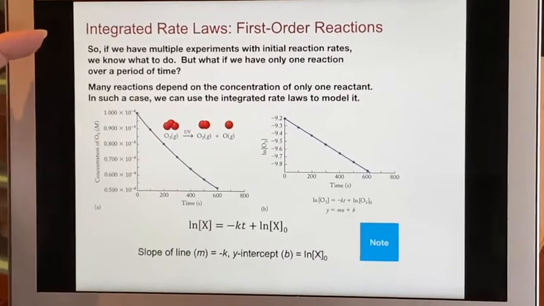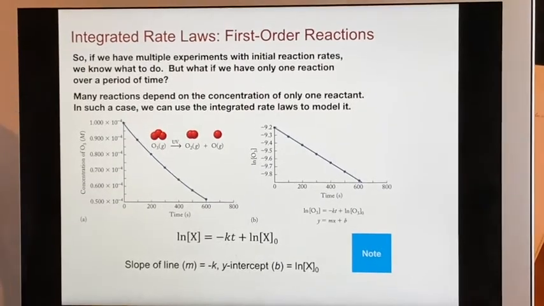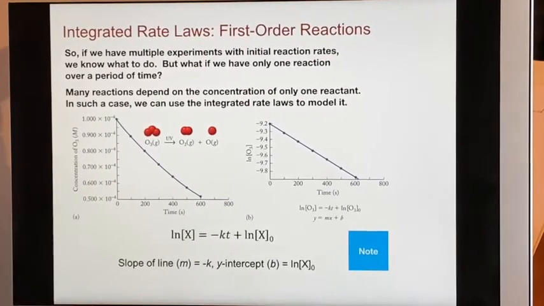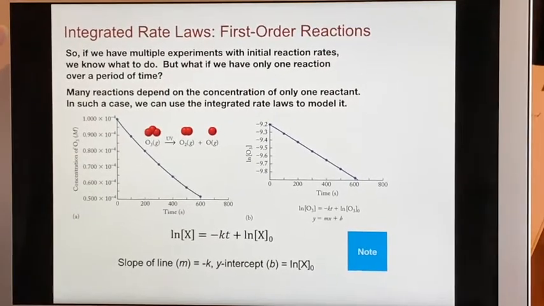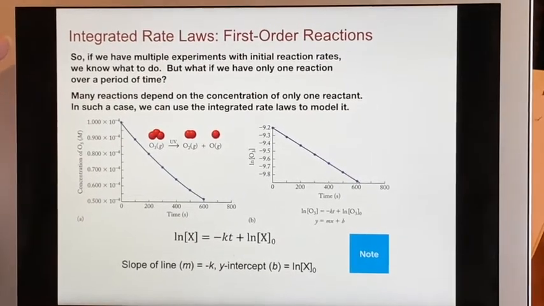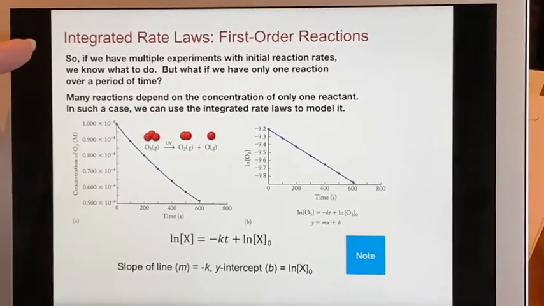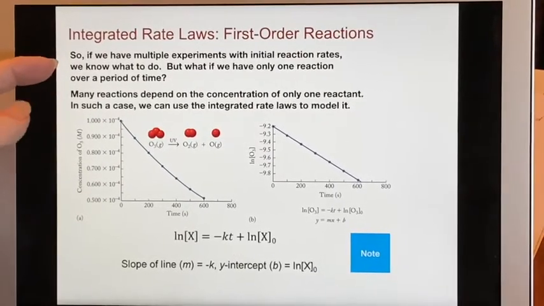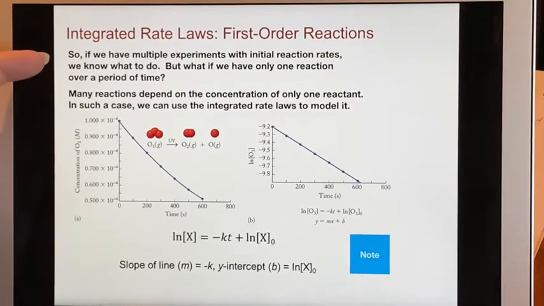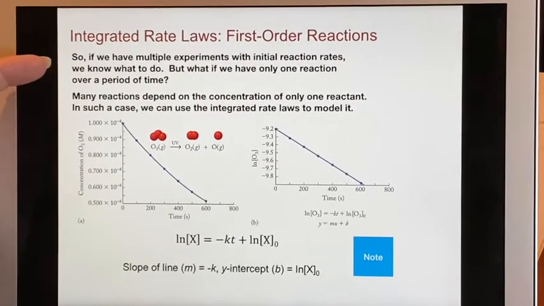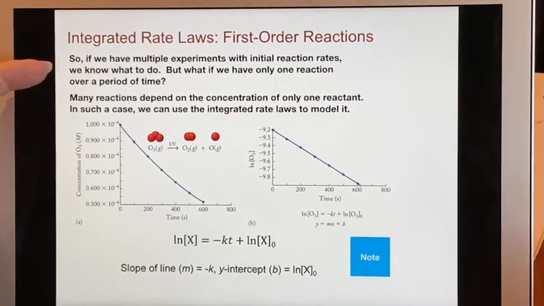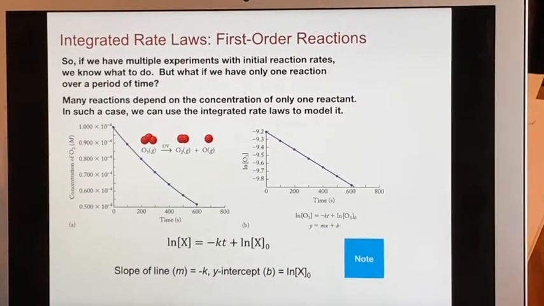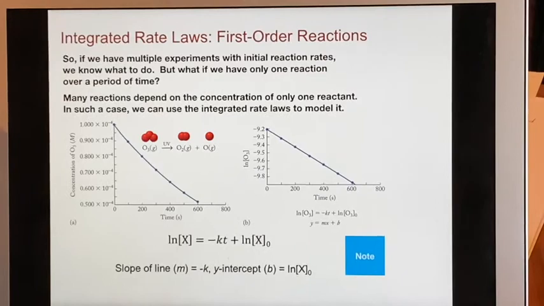If we have simple numbers for the order, it turns out that there are a set of integrated rate laws that can be developed. In the case of first order reactions, we're going to talk about the integrated rate law. We've been doing this where we had multiple experiments with different initial amounts of reactants and using initial reaction rates, and we've been doing our problems that way.